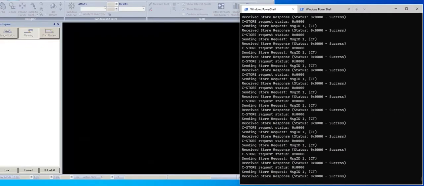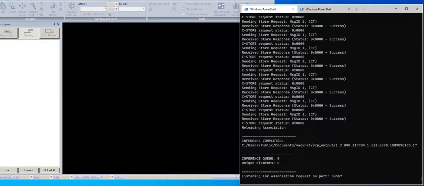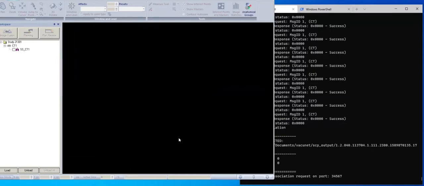Once completed, a DICOM service user forwards the images and RT structure set back to the treatment planning system where it can be imported. This software handles multiple exports by storing jobs in an inference queue.